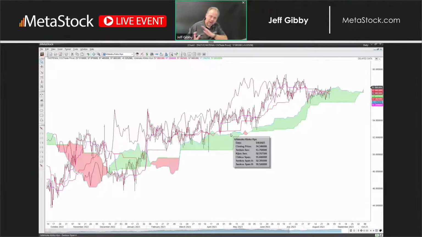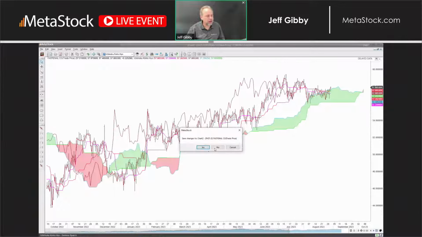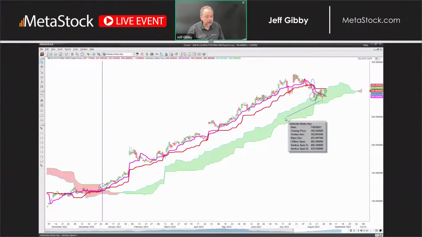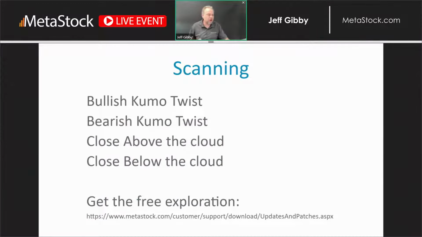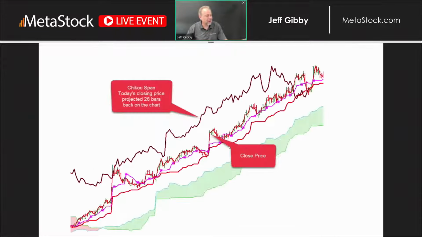Okay, so I figured that was a good time to break out and show how to run that scan. Those are the conditions that it's looking for, and that's how you run it. So there you go. Let's go back into talking about the Ichimoku method, though. So I'm going to go ahead and go next. We'll talk a little bit about those two more indicators that get plotted when you look at the Chiku span.